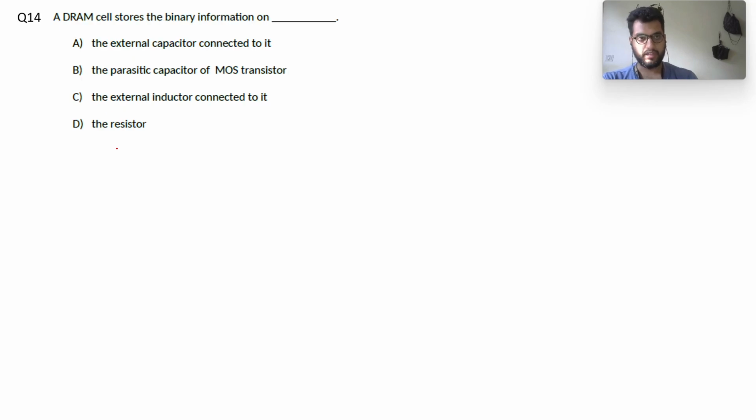Then we have another question. A DRAM cell stores the binary information on the external capacitor connected to it, the parasitic capacitor of MOS transistor, the external inductor connected to it, or the resistor. So the answer to this is parasitic capacitor of the MOS transistor, option B.